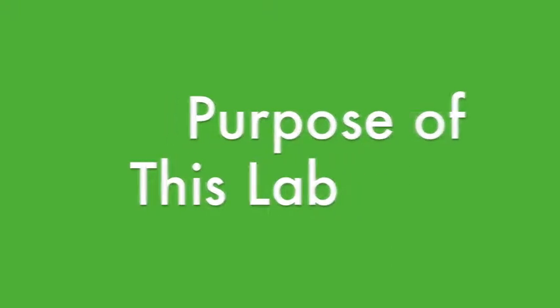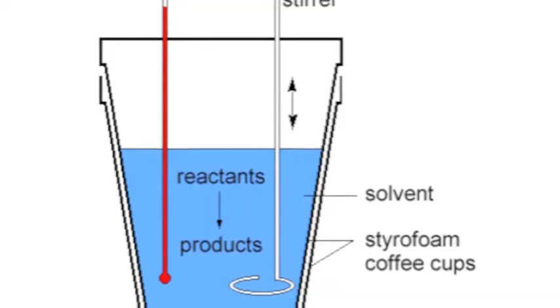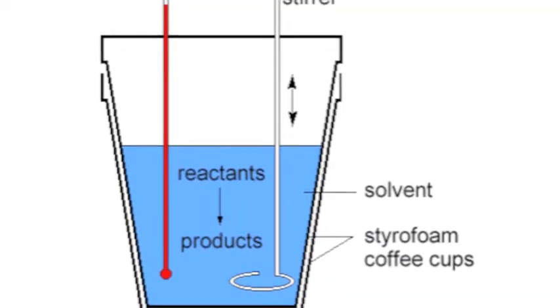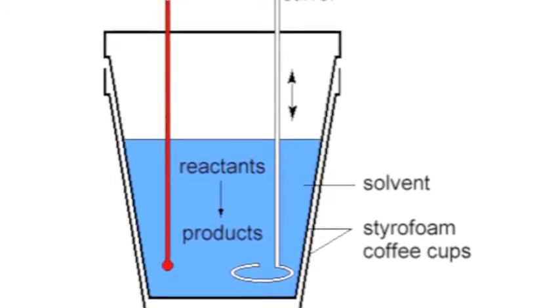The purpose of this lab was to determine the enthalpy change in kilojoules per mole for calcium chloride and ammonium chloride using calorimetry. A calorimeter is a device used to experimentally determine the amount of heat associated with a reaction.